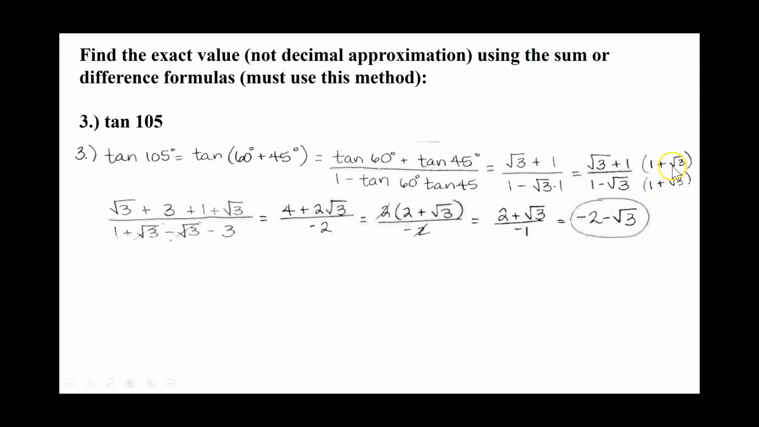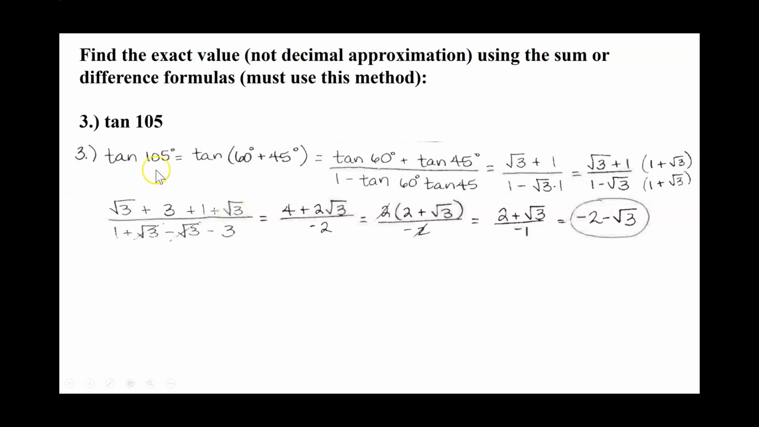And what you do to the bottom, you have to do the same thing to the top. All right, so I'm going to FOIL my numerator. So square root of 3 times 1 would give me square root of 3, and then square root of 3 times square root of 3 would be square root of 9, or 3. 1 times 1 would be 1, and 1 times the square root of 3 would be square root of 3. So that's where we get our numerator, square root of 3 plus 3 plus 1 plus the square root of 3.